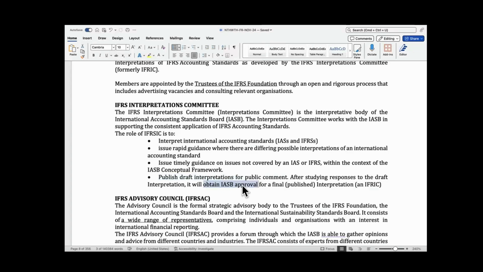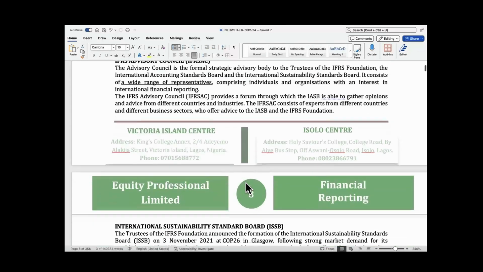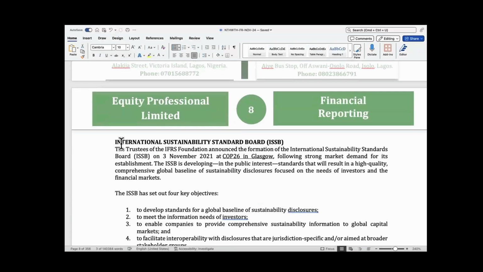Of course, the IASB is their organ ordinarily, so it's approved by the IASB. Now, another one is this one is new, the International Sustainability Standards Board. It came in 2021, and they issued some standards last year, in 2023. Nigeria started adopting those standards in 2023. So the ISSB is also a standard setting body, but their own is around issuing standards on sustainability.